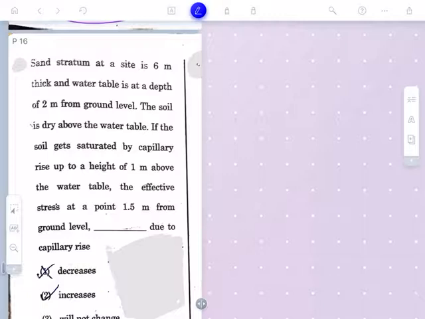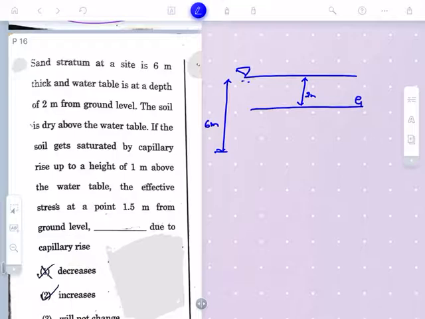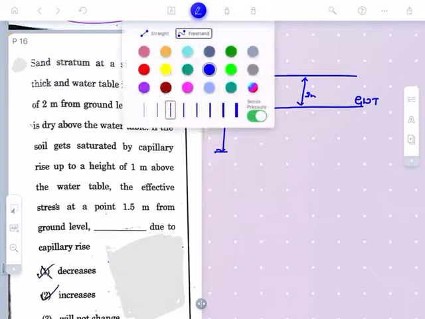So let me read out the question. Sand stratum at a site is 6 meter. So we have one sand stratum with respect to the ground level. The sand stratum has a height, which has been given as 6 meter. And the water table is at a depth of 2 meter from the ground surface. From the ground surface up to 2 meter we have the groundwater table.